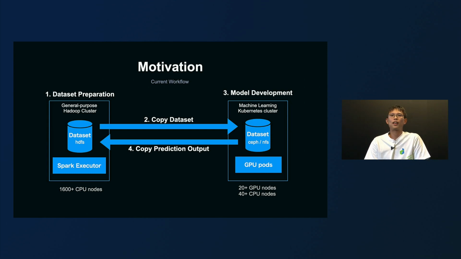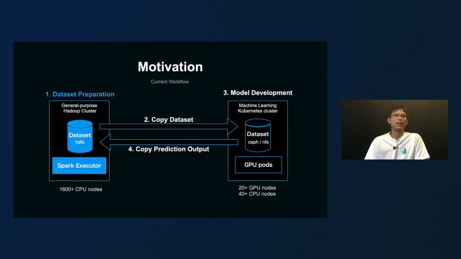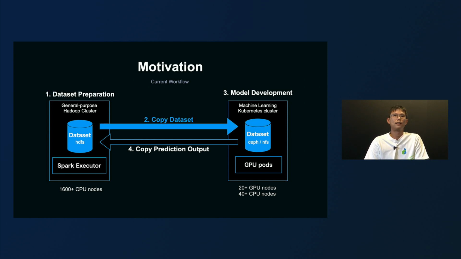Left-hand side, we have general-purpose Hadoop cluster. Right-hand side shows the Kubernetes clusters for machine learning. We were developing models following the procedures 1 through 4. First, we build the dataset using the Spark cluster, and we copy the developed dataset to the computation cluster.